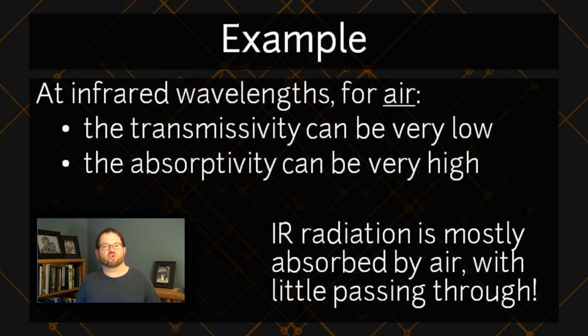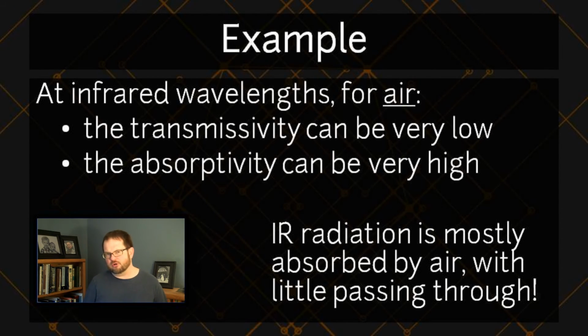Air is awfully good at absorbing some wavelengths of infrared radiation, and the photons don't get through the air. So the transmissivity can be low, or the absorptivity at those wavelengths can be very high. The air just does not allow that infrared radiation to pass through it. Infrared radiation, in general, is absorbed by air molecules. Very little infrared radiation makes it through the atmosphere. If you have a source of infrared radiation, by the time you're even a little ways away from it, most of that infrared radiation has been absorbed by the air between you and the source.